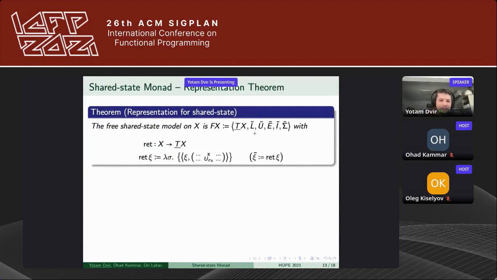Okay, so with these interpretations that we saw before and the set we saw before, we have a free shared state model on X. And this is the return function. Again, it's kind of trivial. It takes a state and returns a singleton, so it's only one pair. It's the thing that we plugged into return, and this is a trivial history. It takes the location and then updates to what the state already said about that location, and no intervening effects.